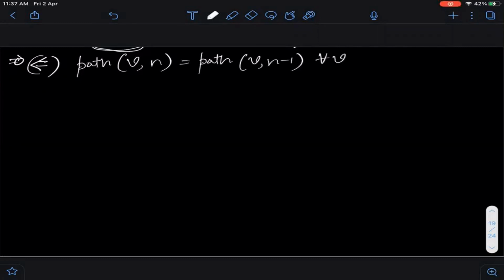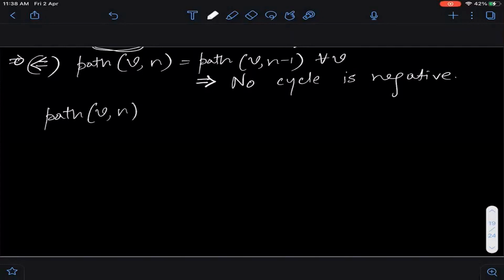Okay, this implies no cycle is negative. Okay, yeah, and this proof is slightly more non-trivial than the previous one. So let's just do the proof. Okay, so let's just write the recurrence, right? So what is the recurrence? So basically path v comma n is equal to, so let's just recall it.